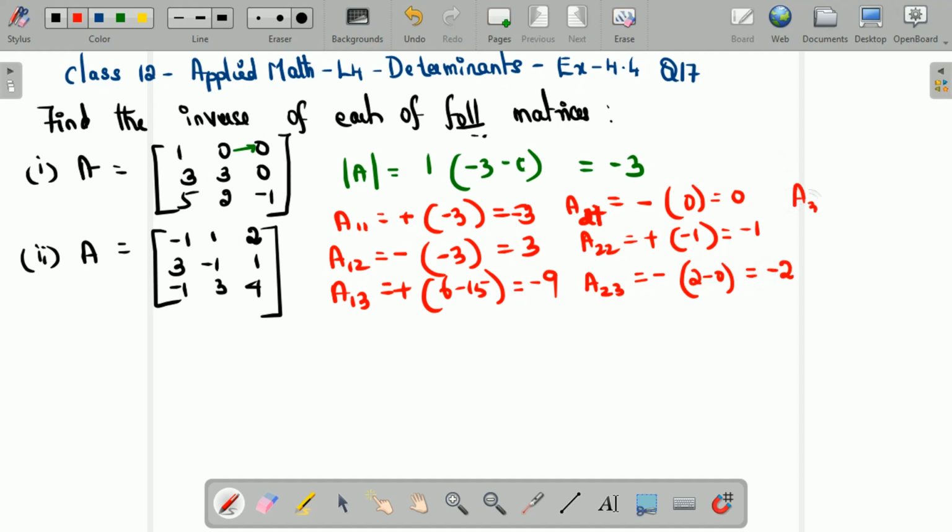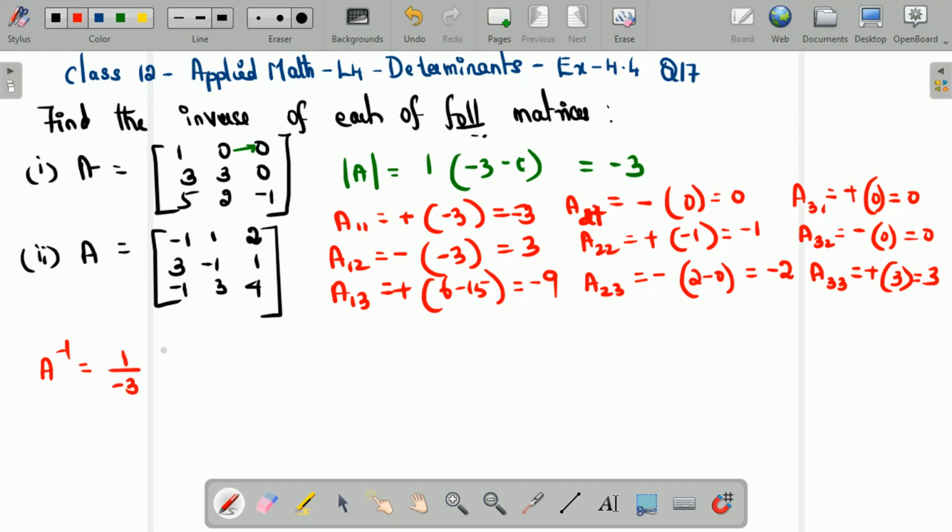Now A31 is going to be equal to, you are going to have a plus sign. Now this is elimination of this row and column. So it is 0 minus 0. So A31 is 0. Now A32 is equal to minus sign of, eliminate this row and this column. So it is 1 into 0 is 0 minus 0. So this is also going to be equal to 0. Now A33 is going to be plus symbol, eliminate this row and this column. This is 3 minus 0. So the final answer is 3.